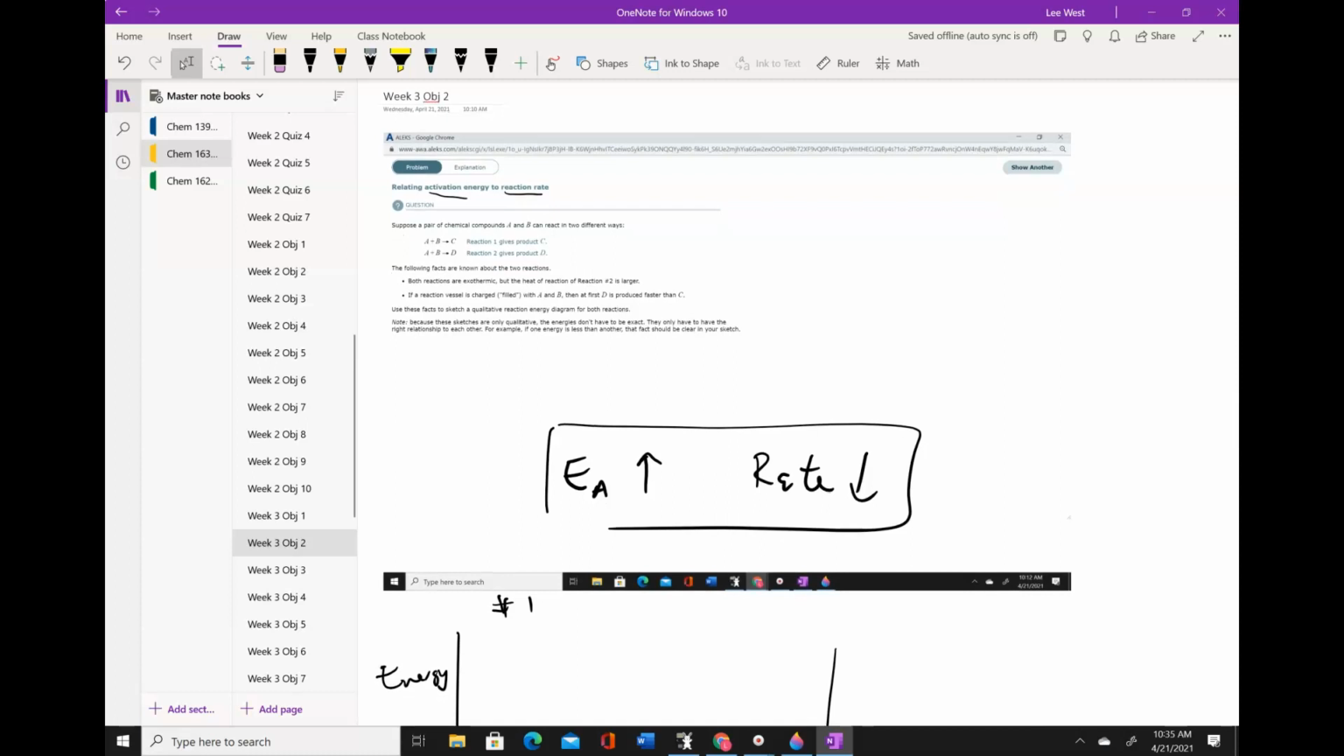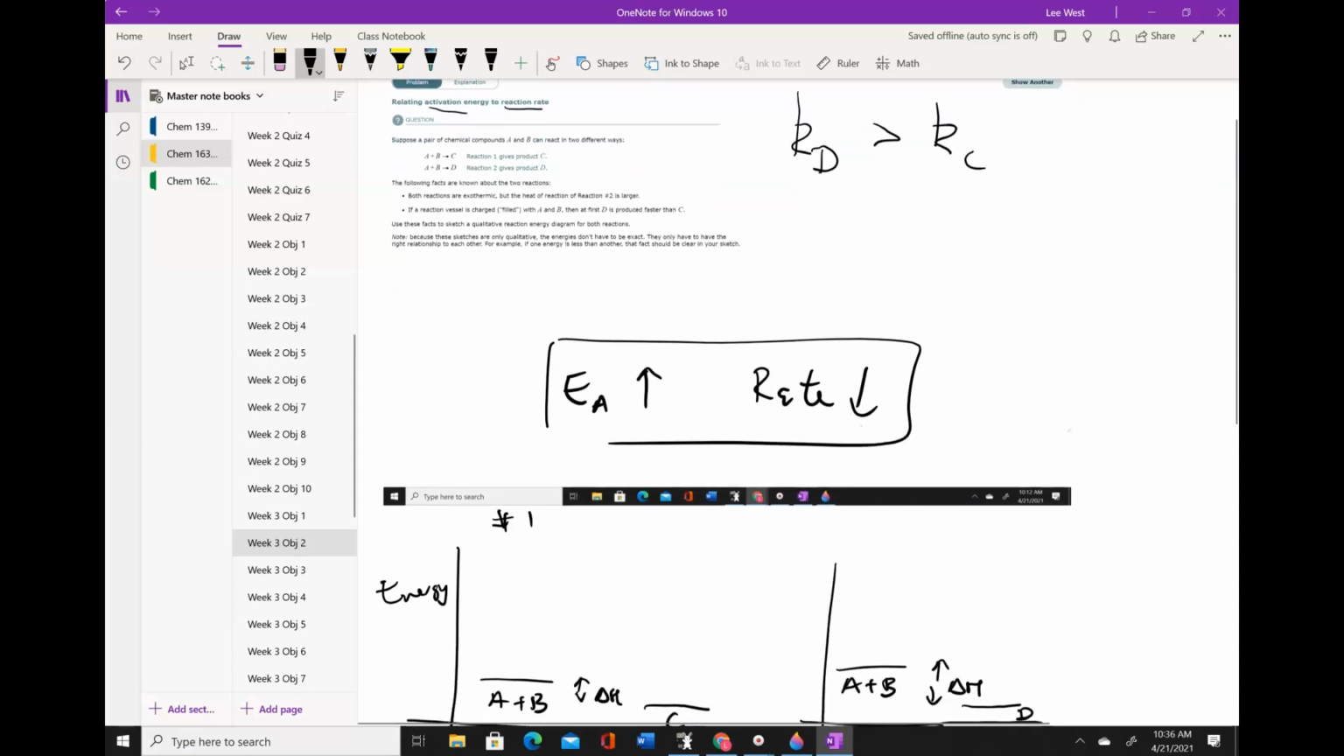It says the heat of reaction number 2 is larger, so that means that there's just a bigger gap between the products and the reactants. If a reaction vessel is charged with A and B, then at first D is produced faster than C. So that means that the rate constant for D is a bigger number than the rate constant for C. So use these facts to sketch a qualitative reaction energy diagram for both reactions.